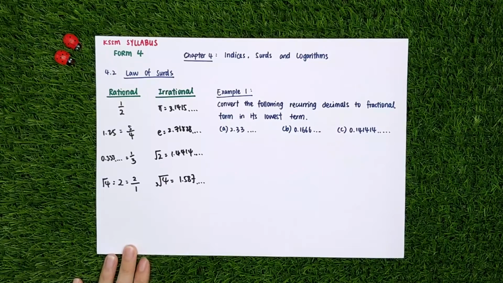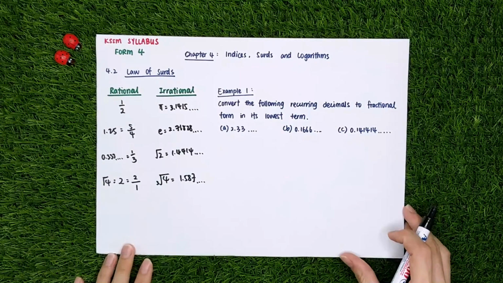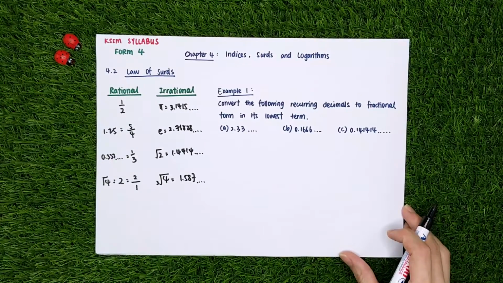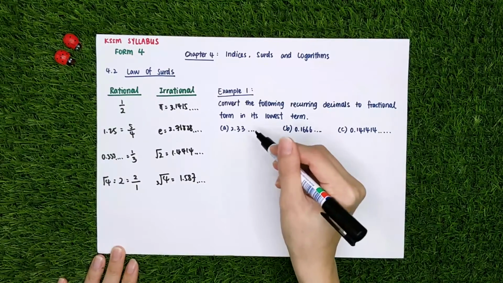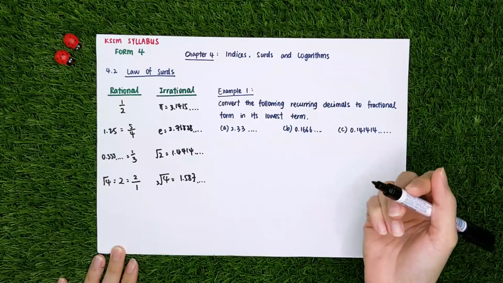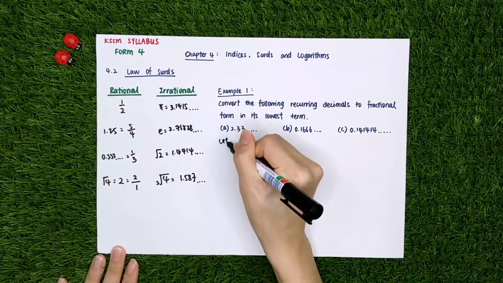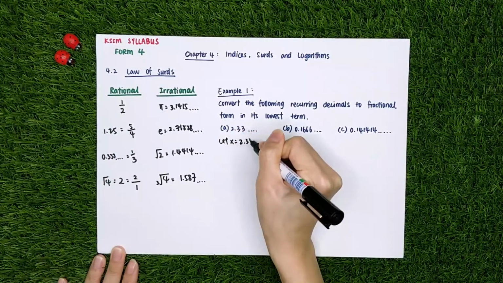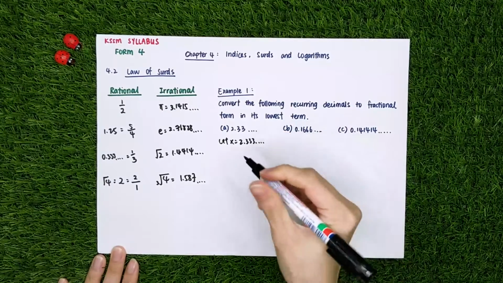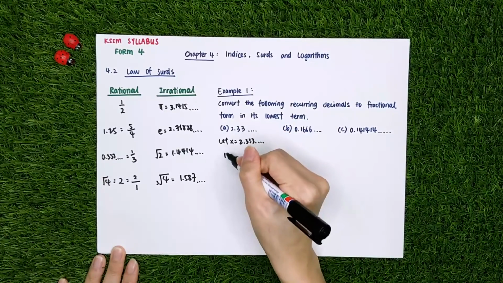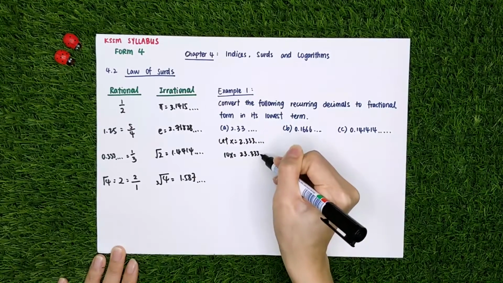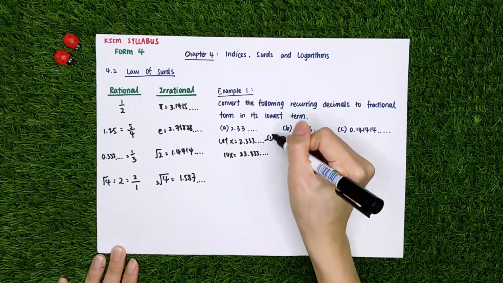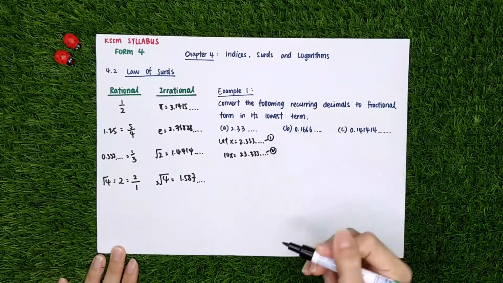Example 1, convert the following recurring decimals to fractional form in its lowest terms. Part A, it wants us to convert 2.33333 into fractional form. I will start with let x equal to 2.3333, and then I will times x with 10. 10x equals to 23.33333, and this is my first equation. This is my second equation.